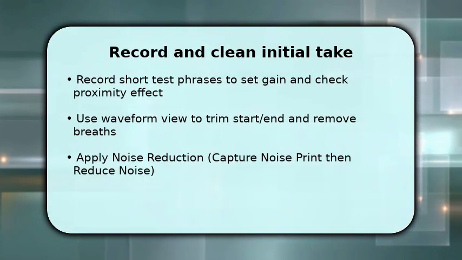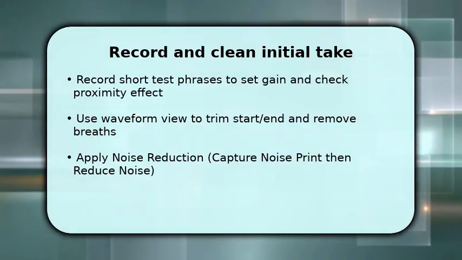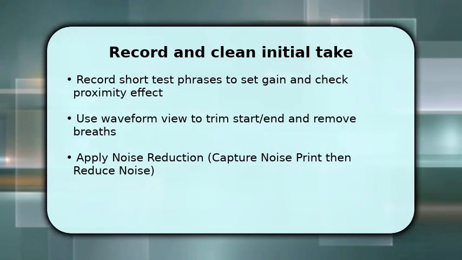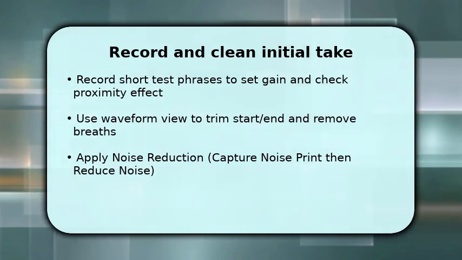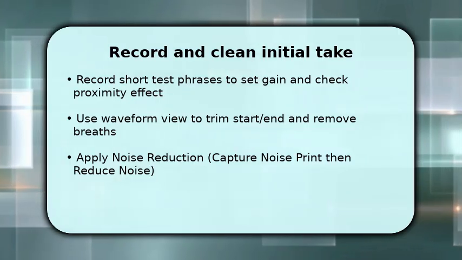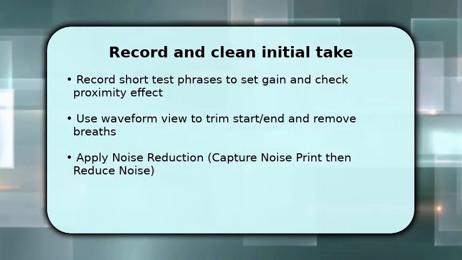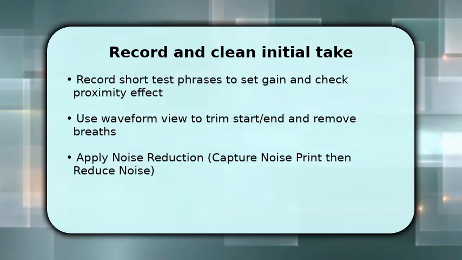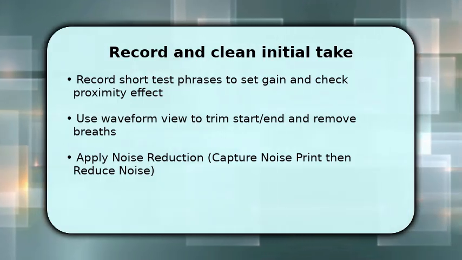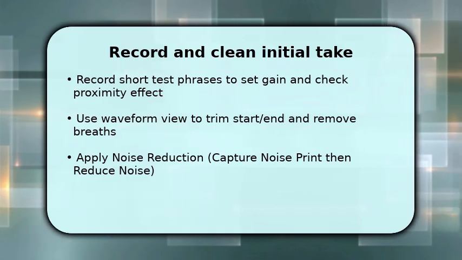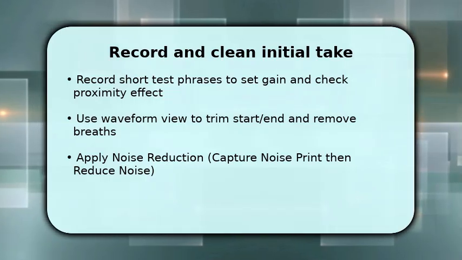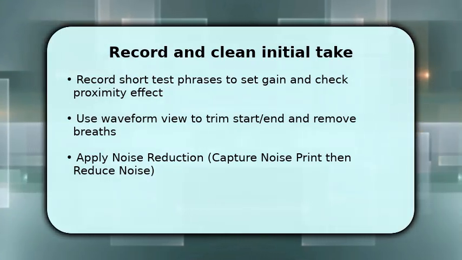You record the full take after your levels are confirmed, focusing on consistent mic distance to reduce plosives and proximity bass. Once recorded, trim the start and end in waveform view and split out obvious mouth noises or long breaths. This speeds later processing. Use Effects, Noise Reduction, Capture Noise Print from a silent section, then apply Reduce Noise with conservative settings to avoid box sound. Make sure to preview changes. Incremental reductions preserve natural tone.